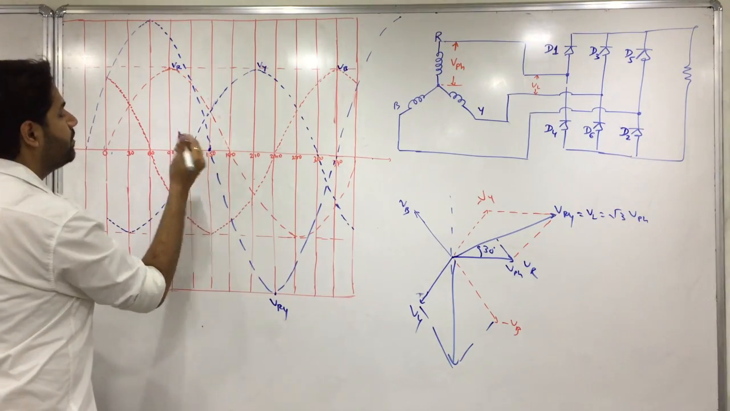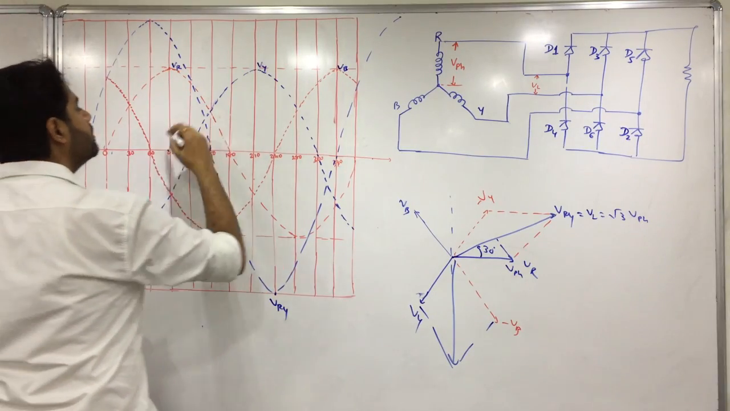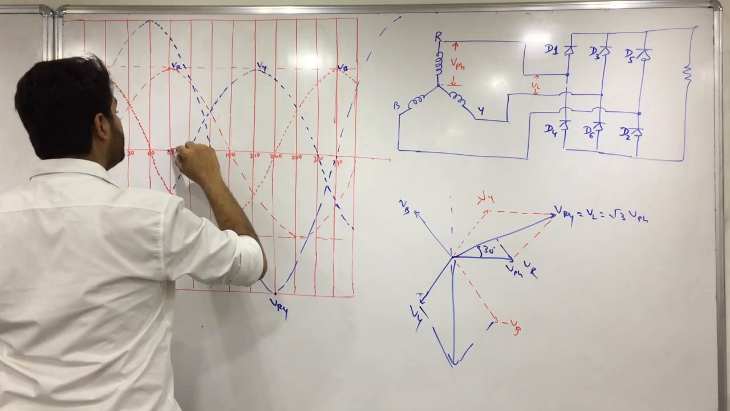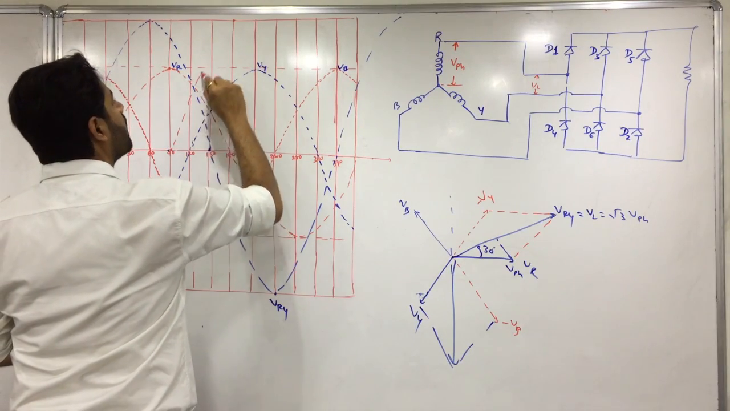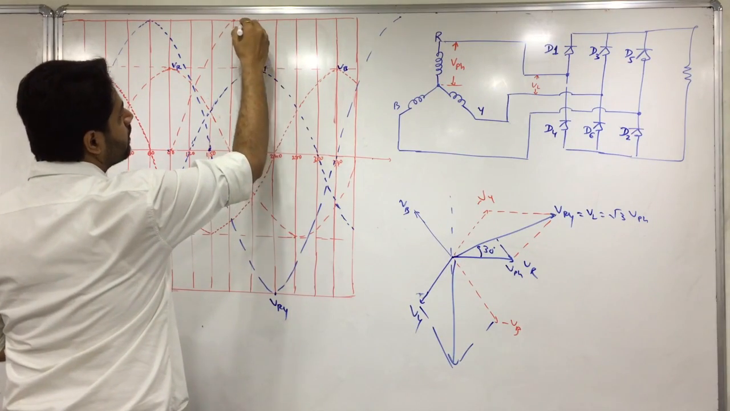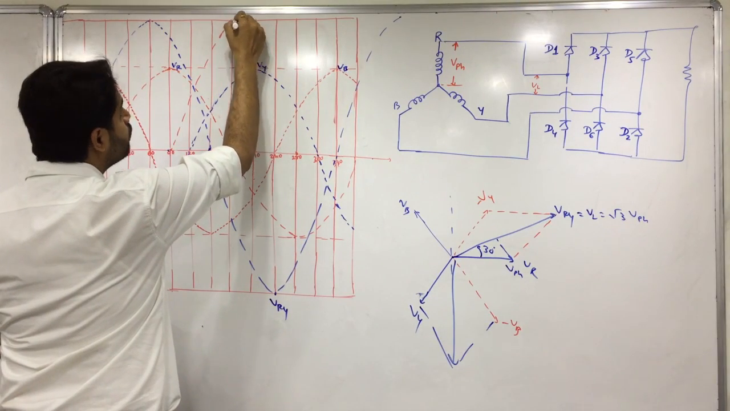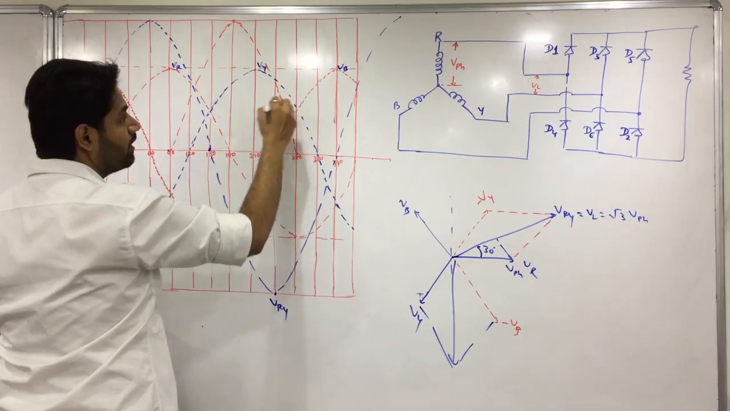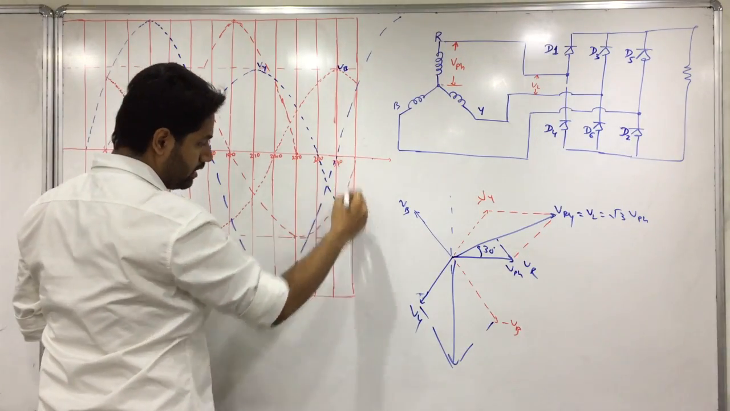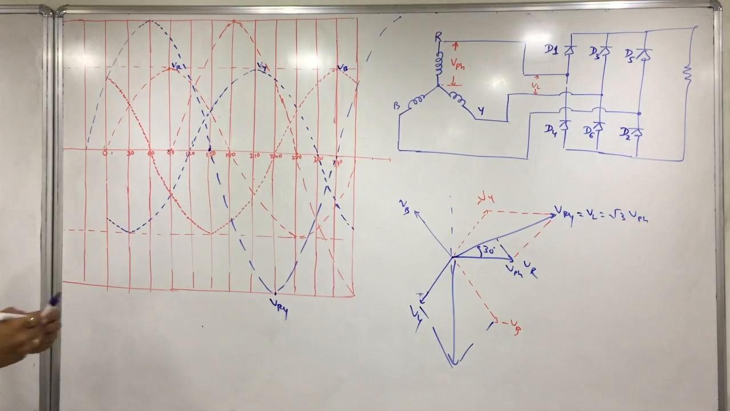30 degrees leading to VY. So VY starts from here. So my voltage will start from 90. So VYB will start from here. We'll get the maximum over here. It's tough to draw, trust me. Is it becoming clear? Done?